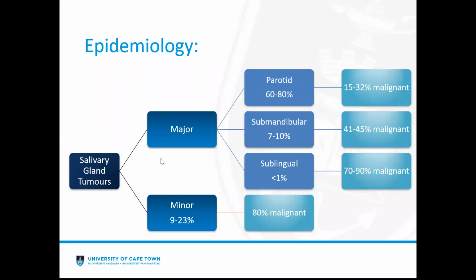So if we look at the distribution of salivary gland tumors, we see that by far the majority, at between 60 and 80%, occur within the parotid. This is followed by minor salivary glands, the submandibular gland, and with a minority at less than 1% occurring in the sublingual gland. In terms of the proportion of malignant tumors, it's important to recognize that close to 30% of parotid tumors are malignant. Almost half of submandibular gland tumors are malignant, and 80% of minor salivary gland tumors are malignant. And lastly, the sublingual gland carrying an exceptionally high rate of malignancy at close to 90%.